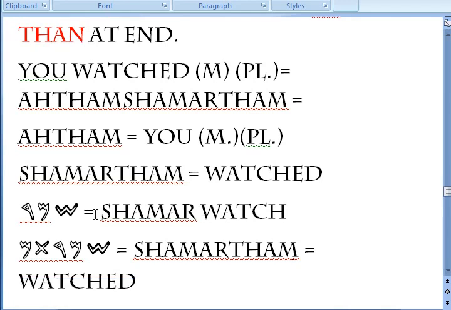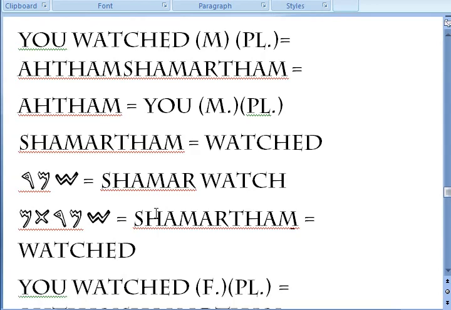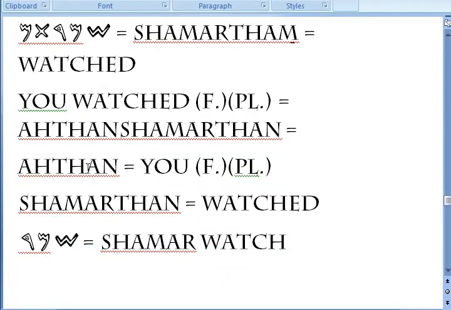All right. So the word shamar is watch, and the word shamar thumb is watched, but you, male plural. All right. That's where you put the thumb to distinguish that it's talking about male plural, more than one male. All right. Now you watch, female plural is a thun, shamar thun. A thun is you, female plural. All right.